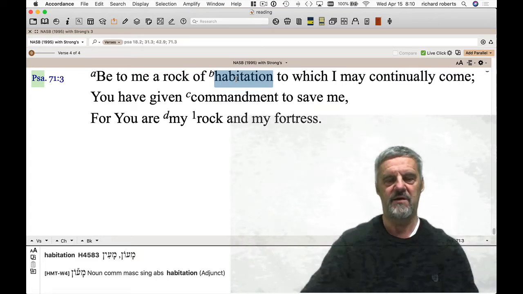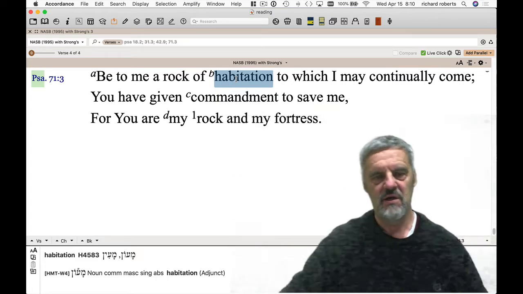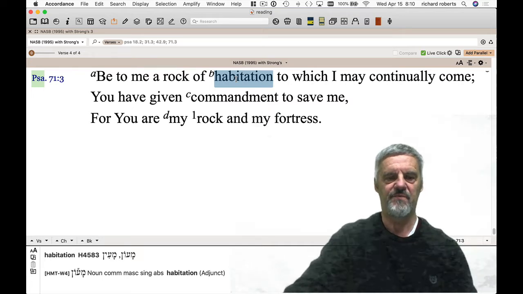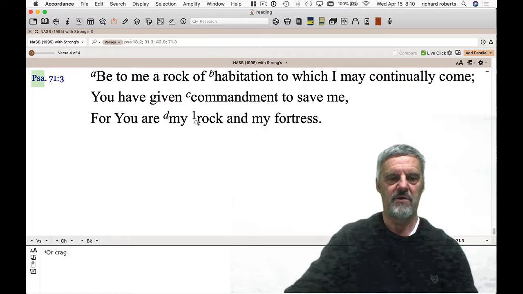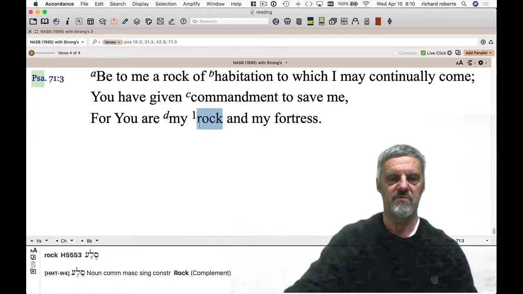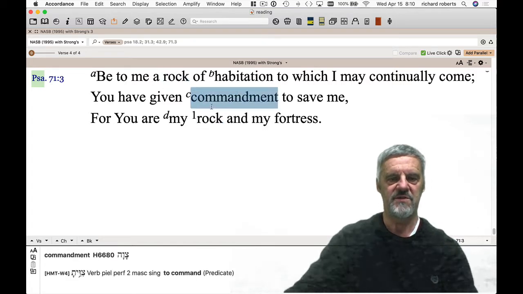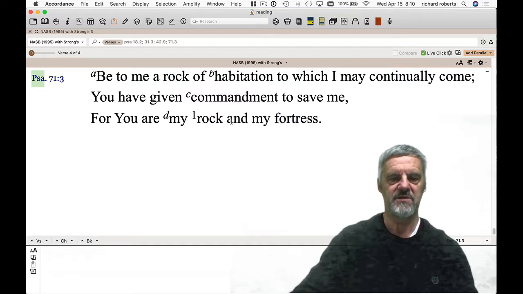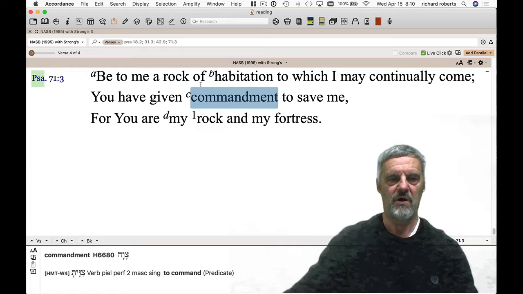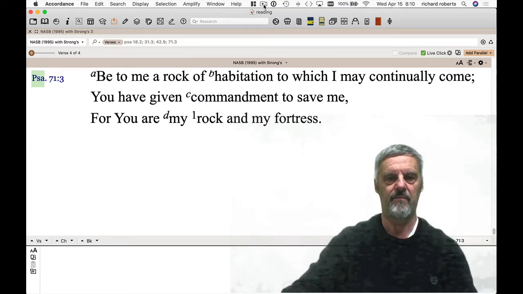The idea behind it, as we see in other translations, is, again, this is a place of refuge. And a rock of habitation here, and you are my rock. Both these words, different words but synonyms, both indicate the Lord as a place whereby the psalmist can run and be protected.